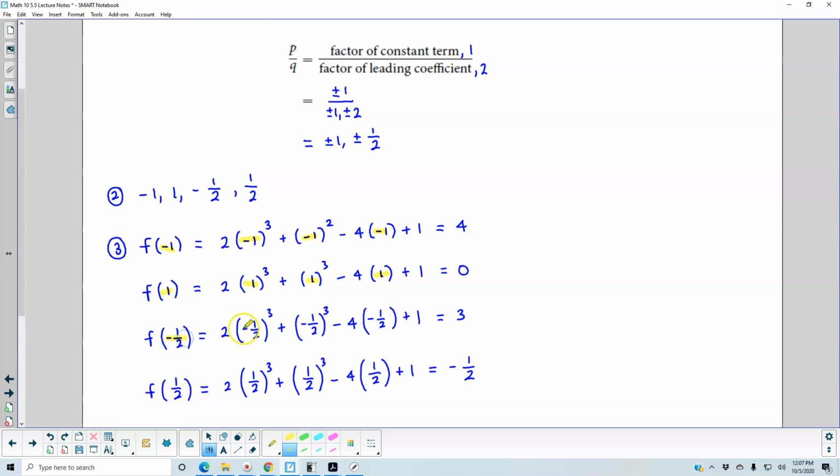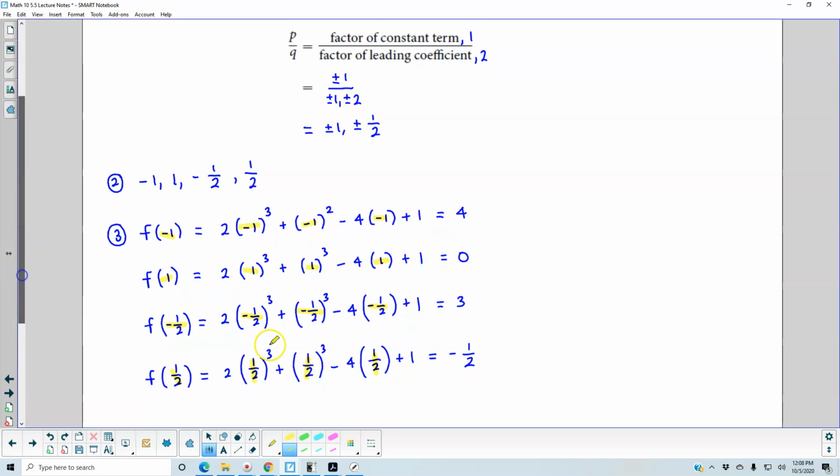If we plug in negative 1/2, again, plugging it into the function gives us an output of 3. And then the last possible zero is 1/2, so it's positive 1/2. And if we plug that into the function, then we get an output of negative 1/2. So I want you to take a look here. We have one output that represents 0, and the rest of them give us numbers.